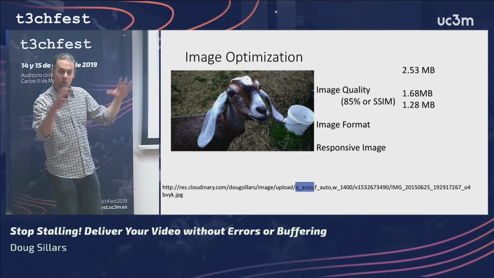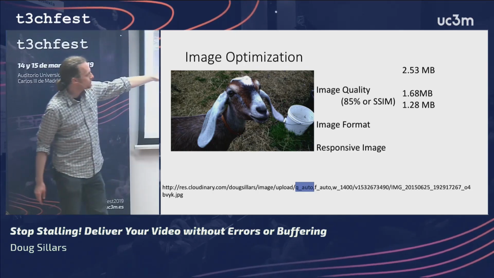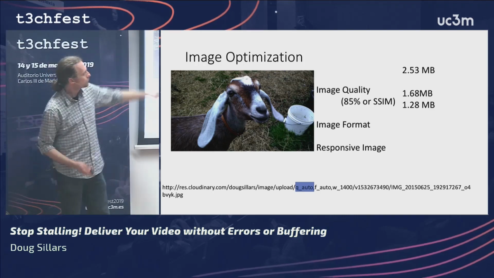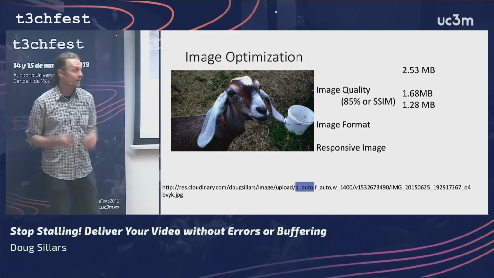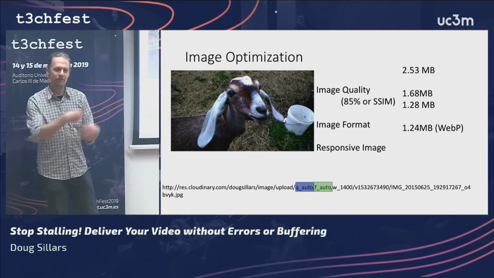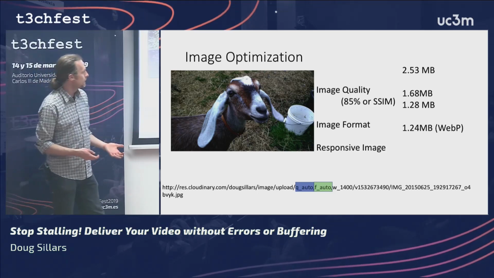I can lower the quality of the image, and there are a bunch of ways you can do that. I can lower the quality to 85%. There's a thing called structural similarity, which is just an algorithm that squeezes out a little bit more, and as a human, we can't tell the difference. I can save it as a WebP. If you're using Chrome or Firefox or Edge, it's not in Safari yet, or on Android.